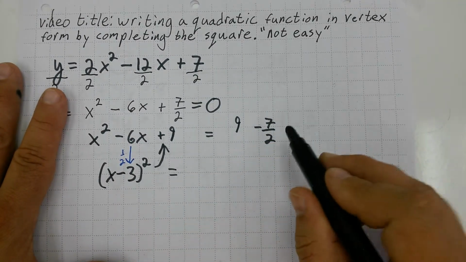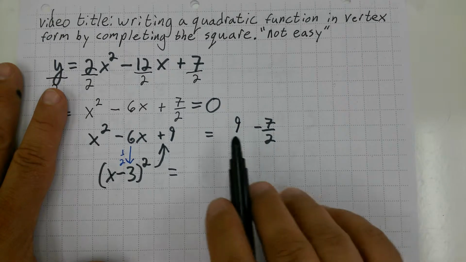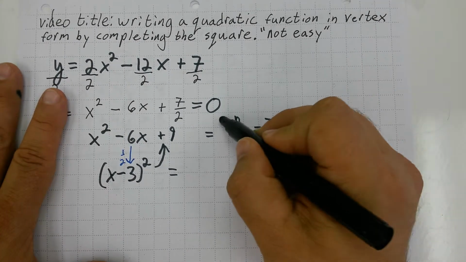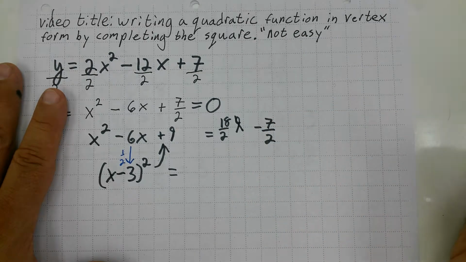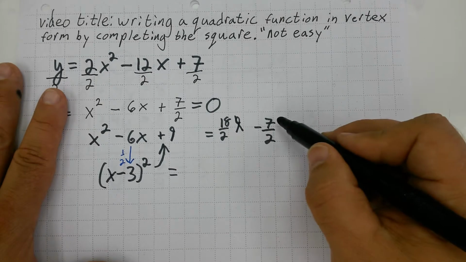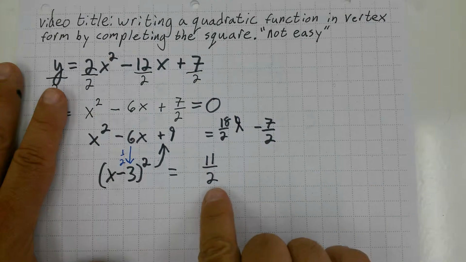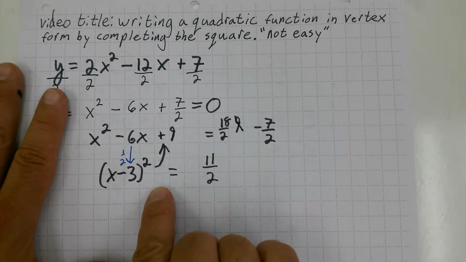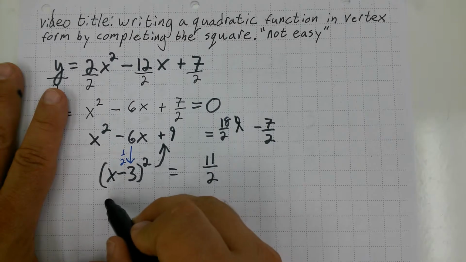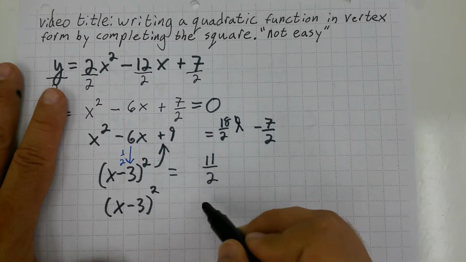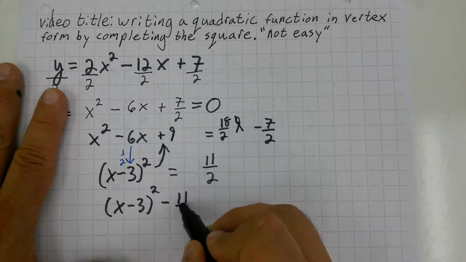And I have to do a little arithmetic on this side. 9 minus 7/2. Well, that's the same as saying 18 over 2 minus 7/2, if I have a common denominator. So 18 minus 7 is 11. So this is going to give me 11 over 2. I want to bring this back over to the other side of the equation. That would give me x minus 3, the quantity squared, minus 11/2.